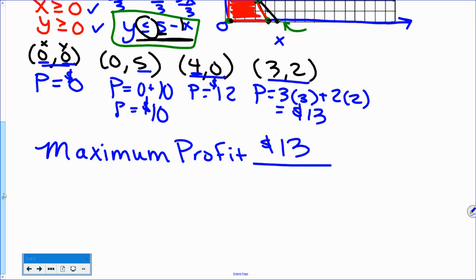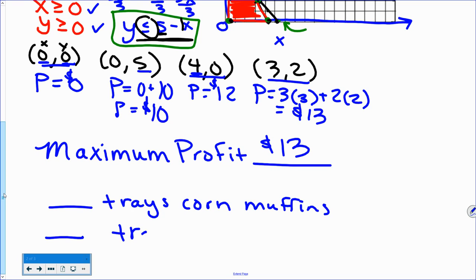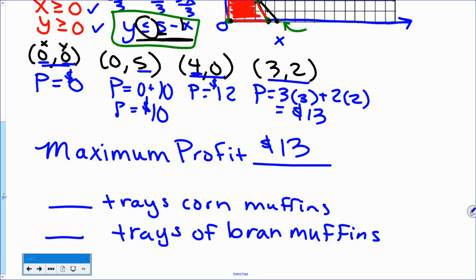And it's going to ask, well, how many trays of corn muffins and how many trays of bran muffins would you need to make that $13 profit? All right, so we said X represented the corn muffins, so that would mean 3 trays. We said Y represented the bran muffins, so that would be 2 trays. And that would be our final answer.